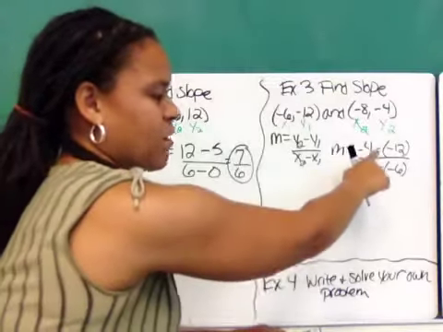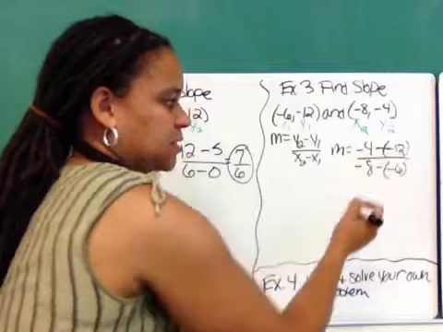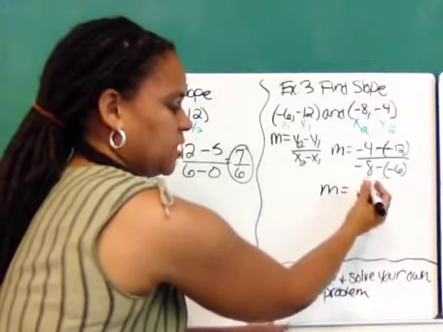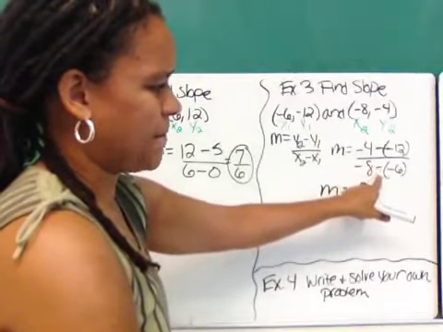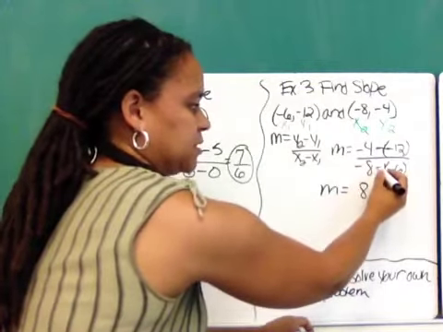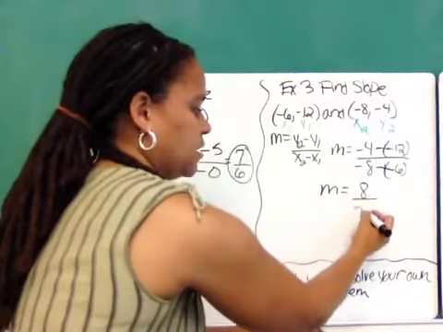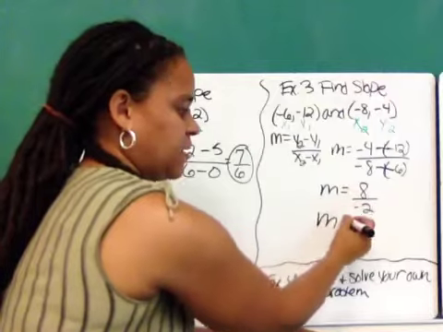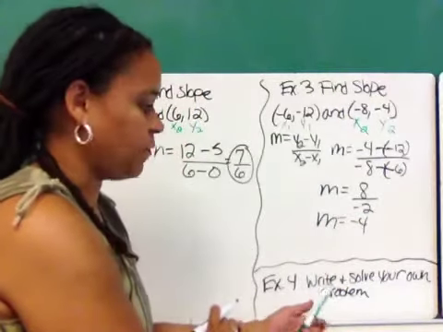Okay, negative 4 minus negative 12. Remember the double negatives, that really turns into plus. So negative 4 plus 12 is going to be equal to 8. And then here we have negative 8 minus negative 6. So let's turn that into plus. So if we have negative 8 plus 6, then we're going to end up with negative 2. Of course, we should simplify. 8 divided by negative 2 is negative 4. Our slope is negative 4.